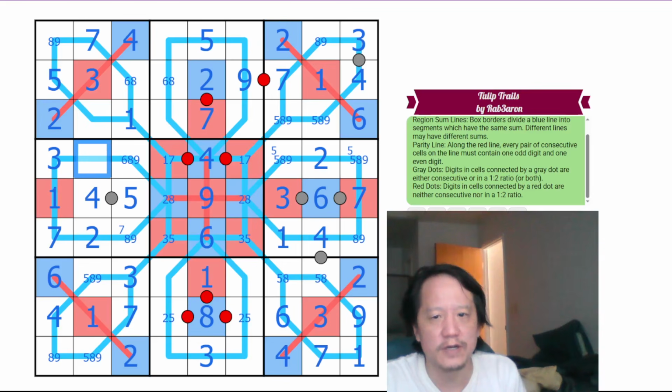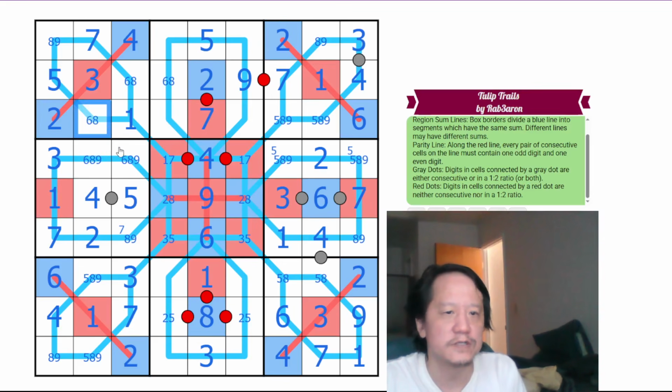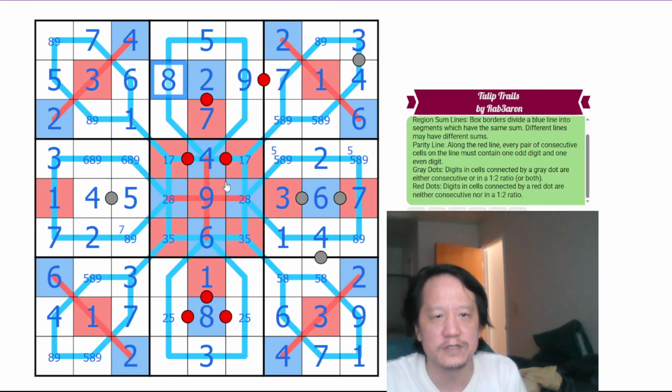We have 6, 8, and 9 remaining here. 6, 8, and 9 remaining here. No 6 here because of the 6 in the row. Where is the 6 in box 1? It has to be here. So that's 6, that's 8. 8 eliminates 8 here, so it's 2 and 8. 2 eliminates 2 here, so it's 5 and 2. 5 eliminates 5 here, so it's 3 and 5.